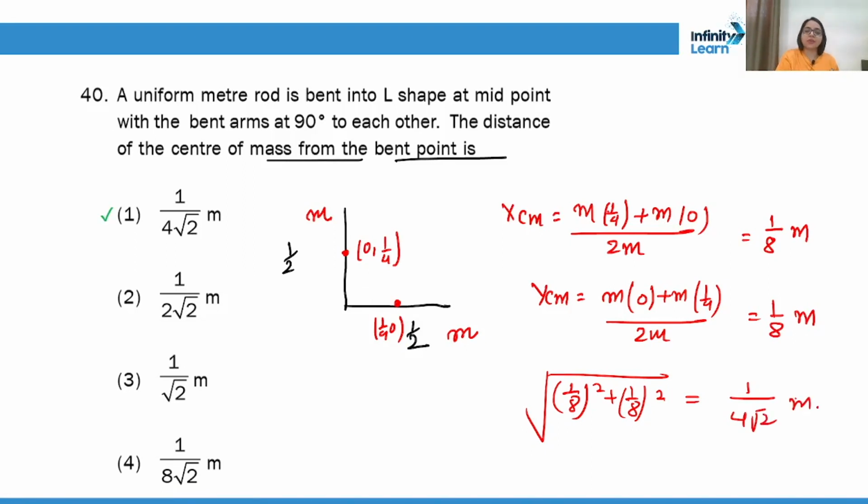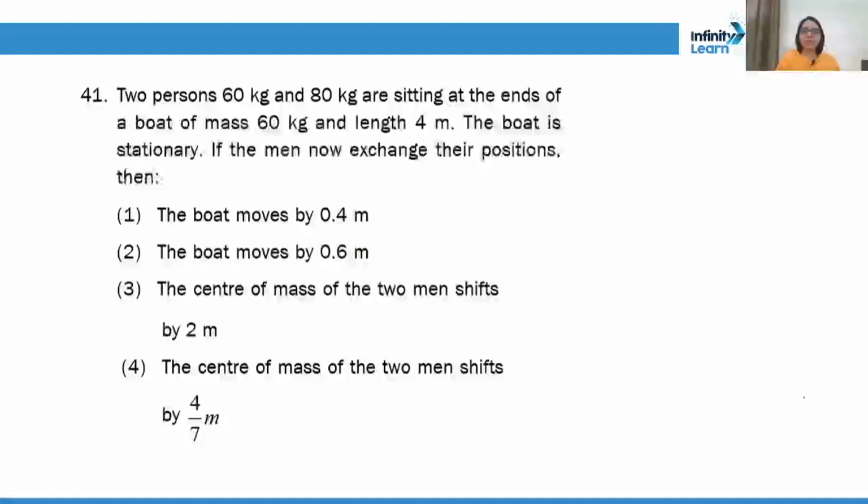So the correct answer is option 1. Question number 41. Two persons of 60 kilogram and 80 kilogram are sitting at the ends of a boat of mass 60 kilogram. So let's say this is the 60 kilogram person, the 80 kilogram person, and the boat is of mass 60 kilogram. Let's take the 60 kilogram person as the origin.